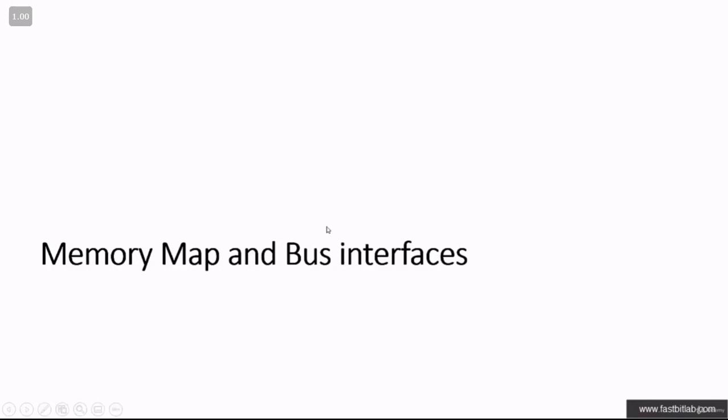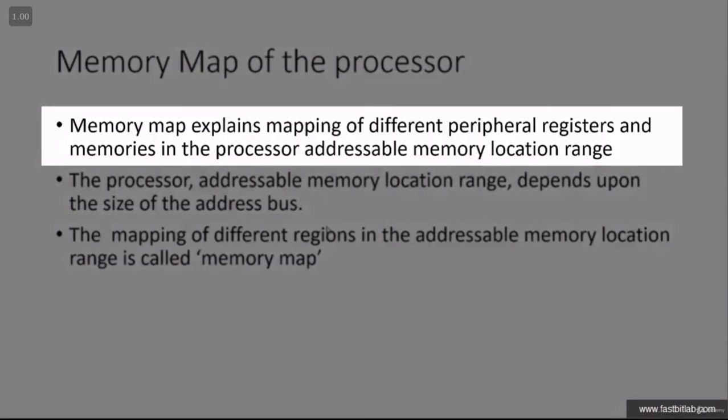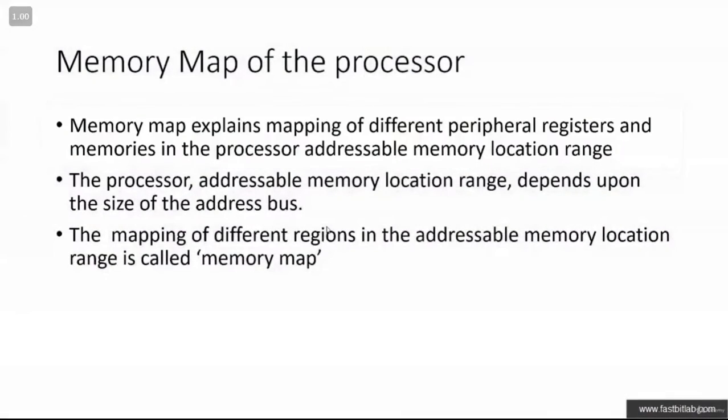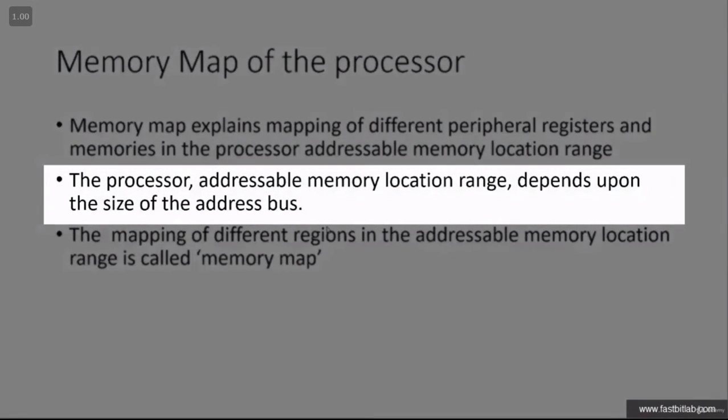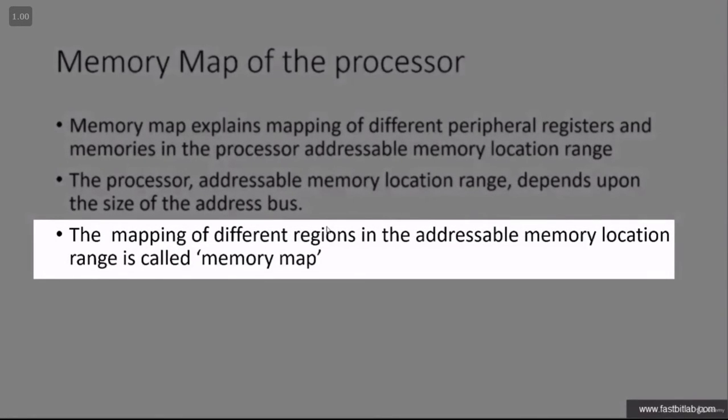In this section, let's learn about memory map and bus interfaces of the ARM Cortex-M processor. First, let's understand what exactly is a memory map of the processor. Memory map explains mapping of different peripheral registers and memories in the processor addressable memory location range. The processor addressable memory location range depends upon the size of the address bus. The mapping of different regions in the addressable memory location range is also called a memory map.